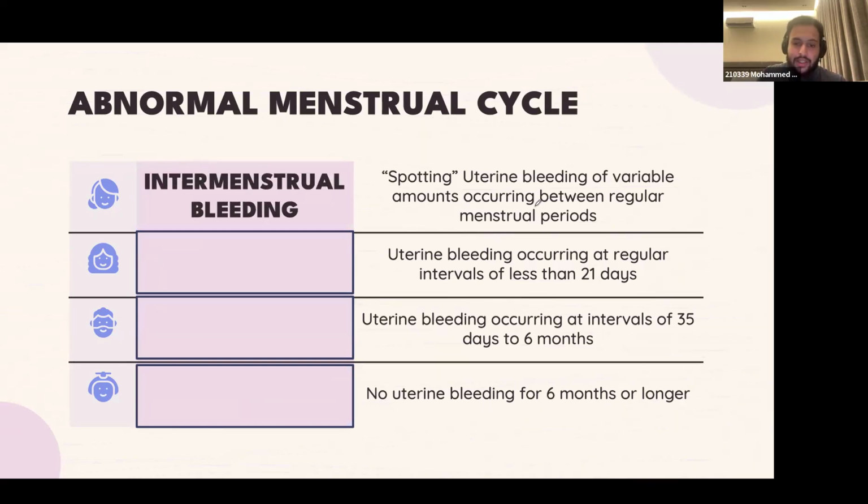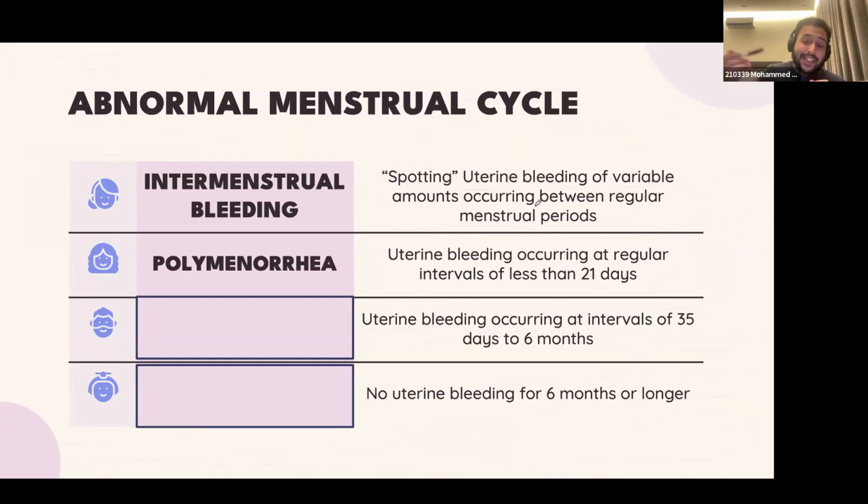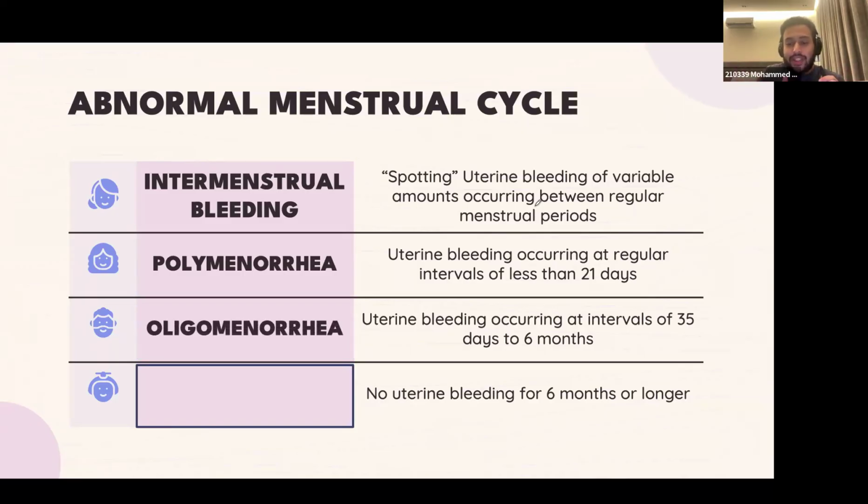Now, as I said, usually menses happens every 28 days, okay? With a range of 21 to 35. If it happens every 21 days or less than 21 days, what do we call this? Polymenorrhea. Excellent. How about if it happens every 35 days to 6 months? Oligomenorrhea. How about if no uterine bleeding for 6 months or longer? Amenorrhea. Excellent. Okay. These are the terms. Know these terms very, very well. And I'll basically keep using them when I talk about the pathologies and the different clinical stuff.